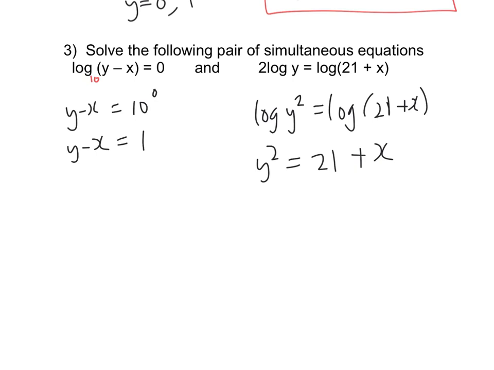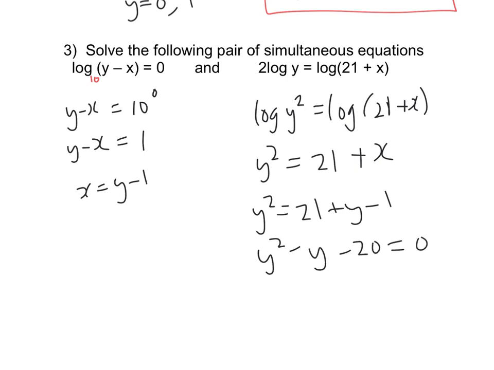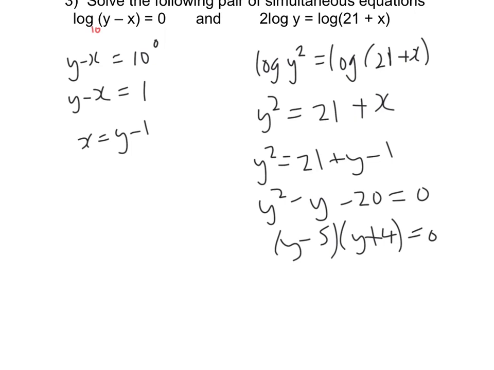I would rearrange the left hand equation to get what x is. X would be y minus 1. And then put that into the right hand side, we get y squared equals 21 plus y minus 1. And then solving that, we get y squared minus y minus 20 equals 0. Y minus 5, y plus 4 equals 0. So y is 5 or negative 4.